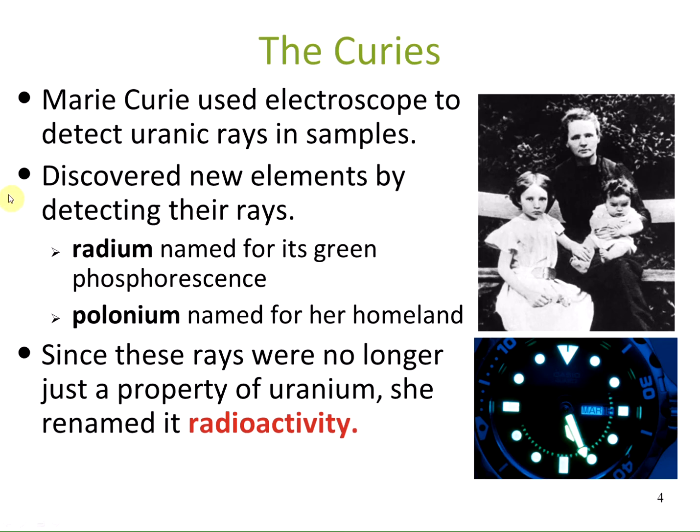Now she discovered new elements by detecting their rays. And radium, the element radium, is named for its green phosphorescence. And polonium, which she discovered, is named for her homeland, Poland. Now, since these rays were no longer just a property of uranium ores, she renamed it radioactivity.